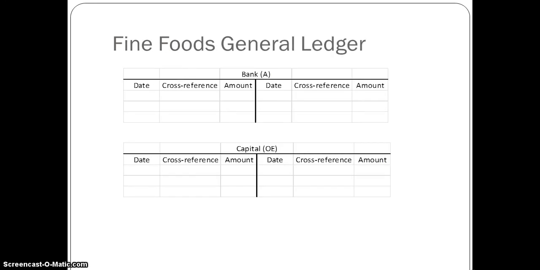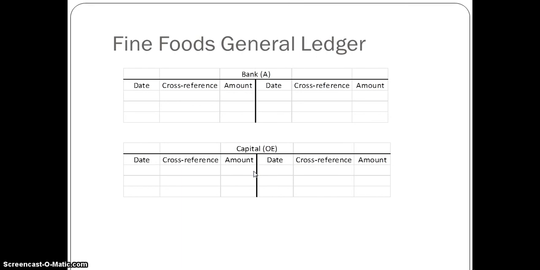So we have the business, Fine Foods, and their general ledger. The general ledger is made up of all the ledger accounts, and at this stage Fine Foods is only going to have bank and capital. So this is our bank ledger account, this is our capital ledger account. Collectively, all the accounts in the business, or all the ledger accounts, are known as the general ledger.